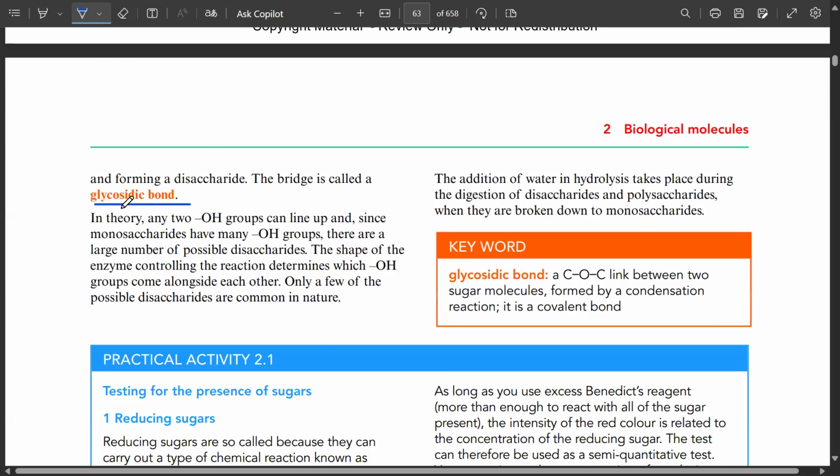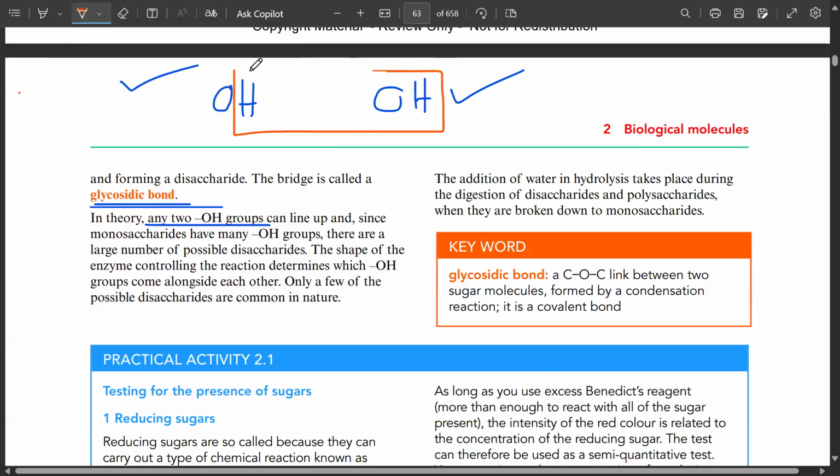This bridge is known as glycosidic bond. In theory, any two OH groups have to line up together. OH group of the first molecule, OH group of the second molecule. And how is a glycosidic bond formed? Like this. So this was carbon number 1's OH, this was carbon number 4's OH of the other molecule. This is what represents the glycosidic bond.